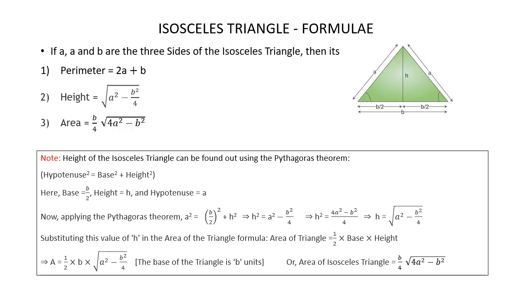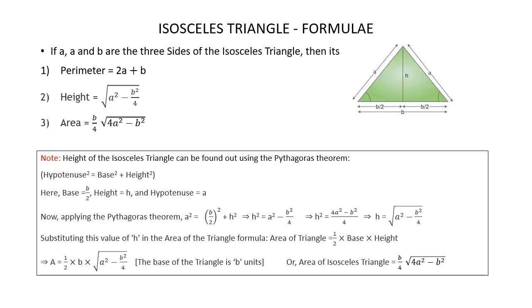Now let's understand how the formulae for the height and area of the isosceles triangle are derived. So first let's look at this isosceles triangle. Here these two are the equal sides of the isosceles triangle. Let each of these sides be equal to a. Let the third side be the base of the isosceles triangle and let it be equal to b.